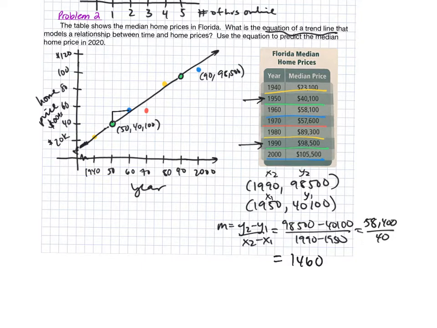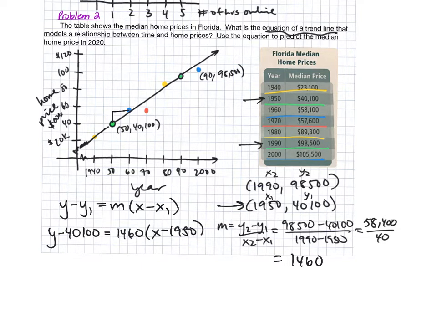And then we just need a point to use point slope form. Remember, point slope form is y minus y1 equals m times x minus x1. And so we can pick any of these points. Let's just pick this one. So y minus 40,100 equals 14,060 times x minus, which one did I pick? Yeah, 1950. And that's our trend line. Okay, this is my equation of a trend line. You can solve it for y if you want, but it doesn't ask for that.